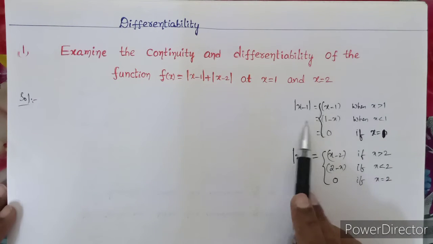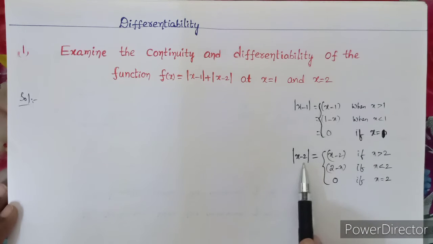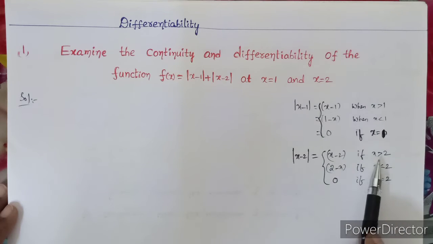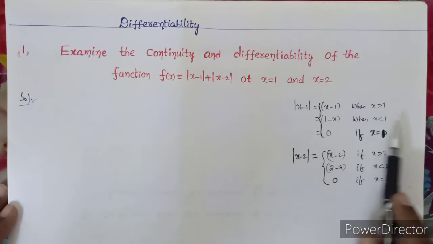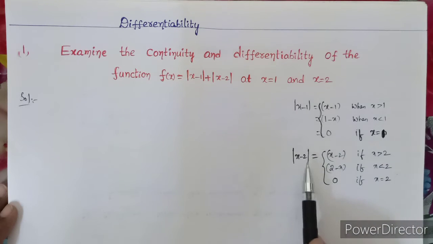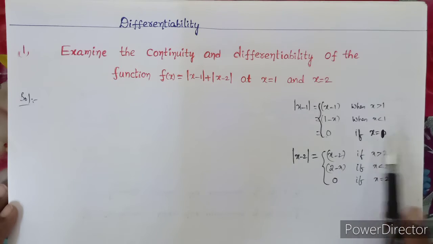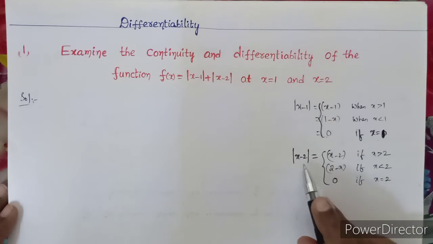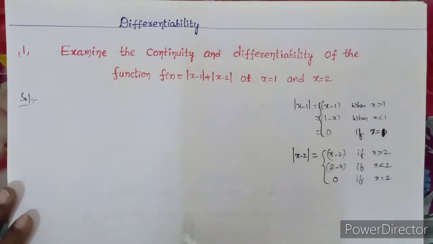So like this, mod of x minus 1 equal to x minus 1 when x is greater than 1. Mod of x minus 2 equal to x minus 2 when x is greater than 2. Mod of x minus 1 equal to 1 minus x when x is less than 1. And mod of x minus 2 equal to 2 minus x if x is less than 2. And mod of x minus 1 equal to 0 if x is equal to 1, and mod of x minus 2 is equal to 0 if x is equal to 2.